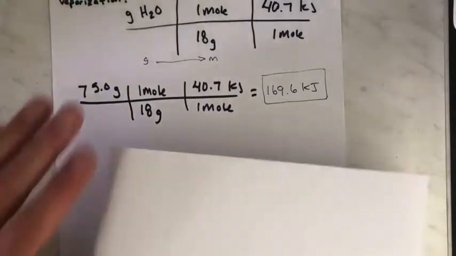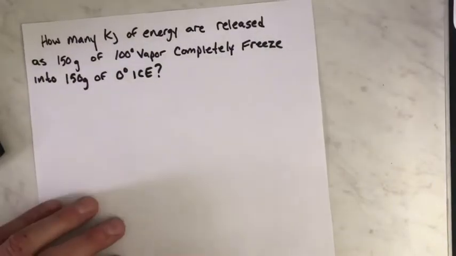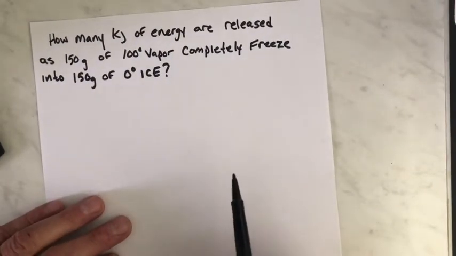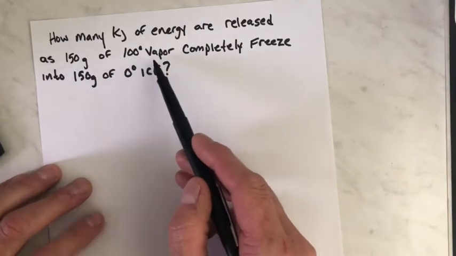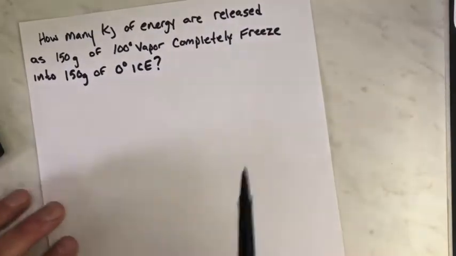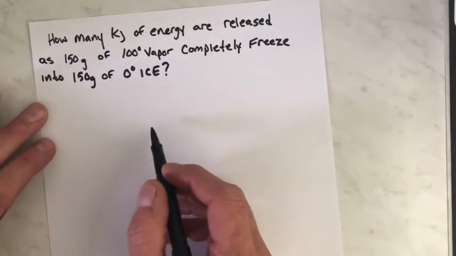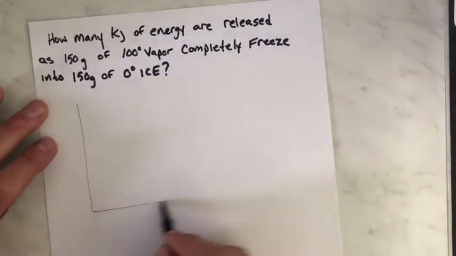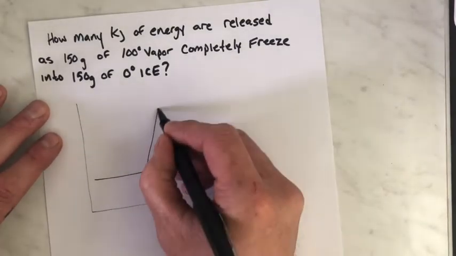Okay, and then there's a really tougher type of problem that you'll do as well, and that is where you take the whole graph into account. So here's the last question we'll do. This one says how many kilojoules of energy are released as 150 grams of 100-degree vapor completely freeze into 150 grams of 0-degree ice. So if you think about our graph again here, here's what we know to look at.